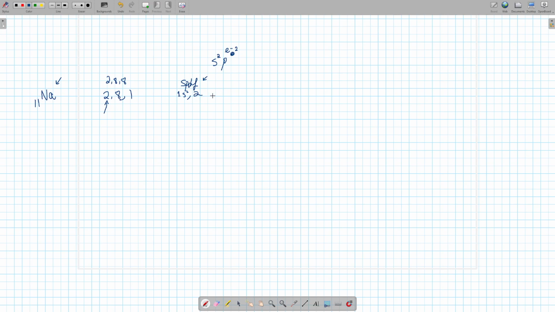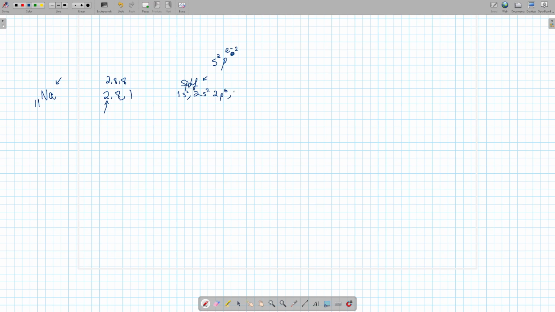Because I'm in the second shell. 2, open up with S. S always takes 2. Okay. 8 minus 2 is 6, so there are 6 electrons left now to go to P. Again, I have to say 2P to tell them that I'm in the second shell. 2P, and how many go to P? 6, because 8 minus 2.